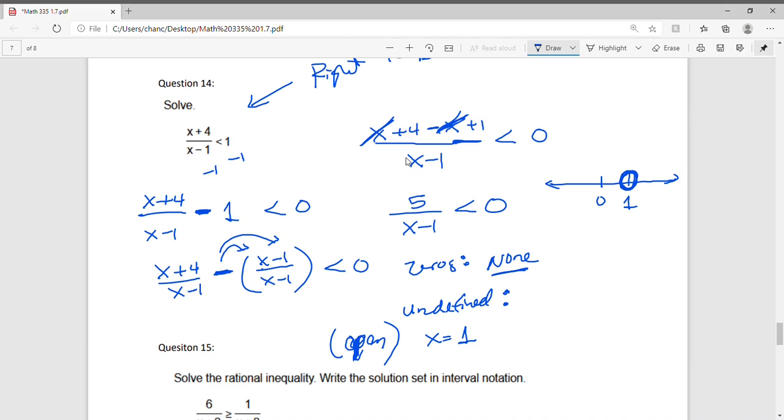Now I have to test to the left of 1 and to the right of 1. Let's test x equals 0 first. Is 5 over 0 minus 1 less than 0? Yes, that's true. So we shade to the left.